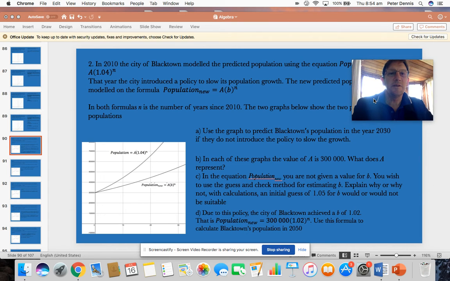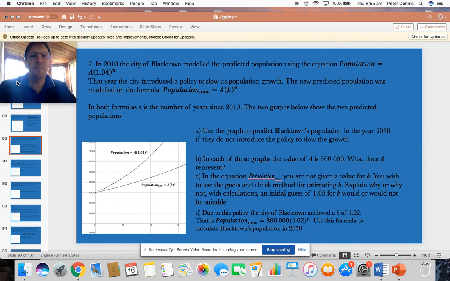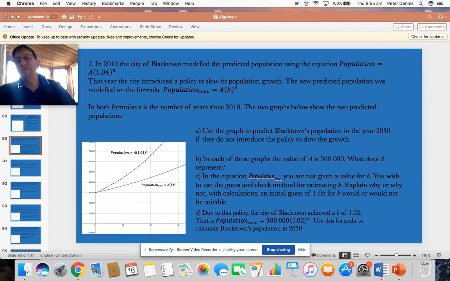Okay. The city of Blacktown. In the city of Blacktown model, the predicted population used in the equation is population equals that. That year, the city introduced a policy to slow its population growth, so they wanted a lesser population. In both formulas, n is the number of years since 2010, which is important, and the two graphs are shown below.